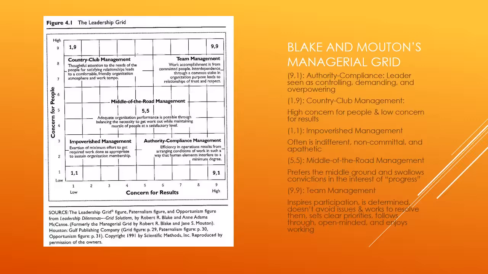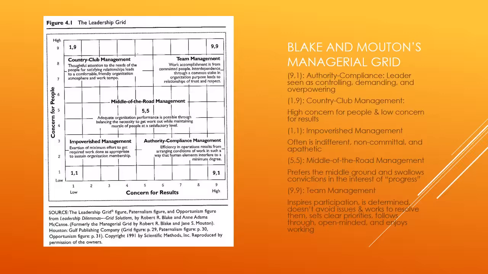The leadership grid portrays 5 major leadership styles: authority compliance, which is 9-1, and that one's in the bottom right-hand corner. Country club management, which is 1-9, and that one's in the top left-hand corner. Impoverished management, which is 1-1, bottom left-hand corner. Middle of the road management, which is in the middle, and team management, which is in the top right-hand corner.